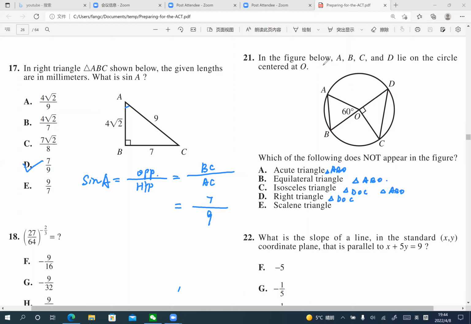Question 21. In the figure below, A, B, C, and D lie on the circle centered at O. Which of the following does not appear in the figure? Option A, acute triangle. Triangle ABO is an acute triangle. Option B, equilateral triangle. Triangle ABO is an equilateral triangle. Option C, isosceles triangle. Triangle DOC and triangle ABO are both isosceles triangles. Option D, right triangle. Triangle DOC is a right triangle. So we should choose option E, scalene triangle. We don't have it.